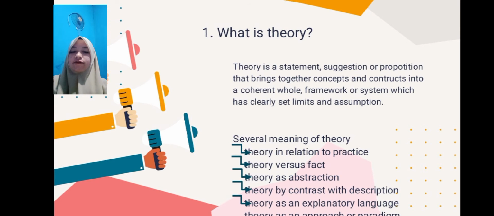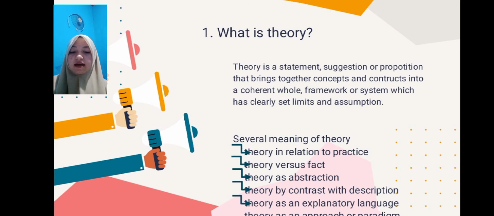Theory is one of the subdivisions in educational theory. First I will tell you what theory itself is. Theory is a statement, suggestion, or proposition that brings together concepts and constructs into a coherent whole, framework, or system which has clearly set limits and assumptions. And then I will tell you several meanings of theory.